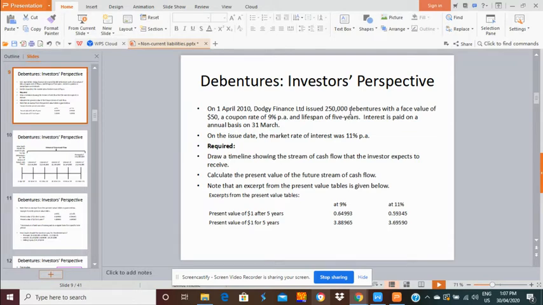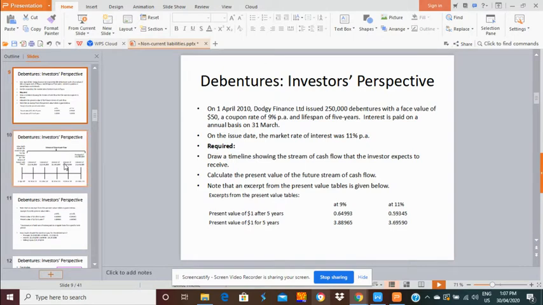So 250,000 bonds with a face value of 50. For convenience, when you do this kind of exercise, multiply the number of bonds by the value of the bond and get the total amount of money that Doji Finance borrowed. So in our case, it would be 12.5 million. The coupon rate is 9%, and the life of the bond is 5 years.